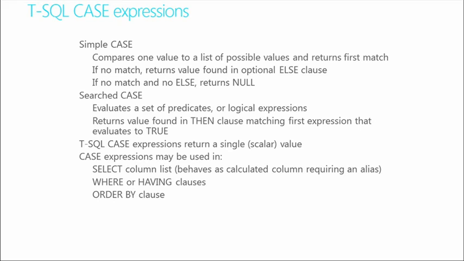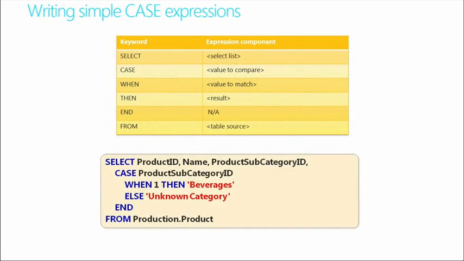Case expressions, a simple case expression, we'll talk about those. This allows us to compare a value to a list of possible values and then perform a statement based on the results of that. Case expressions may be used in your select columns, where, having clauses, or your order by clause. An example of one of these is shown here, where we have select product ID, name, and product subcategory ID, case product subcategory ID, when 1, then it equals beverages, else it's an unknown category.